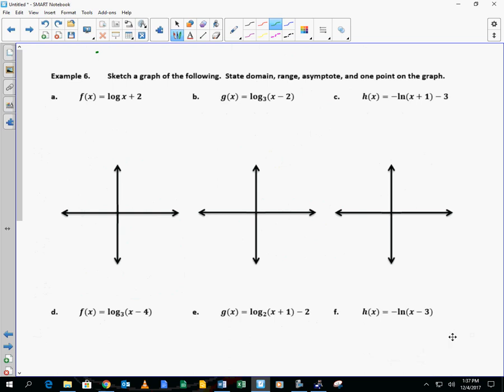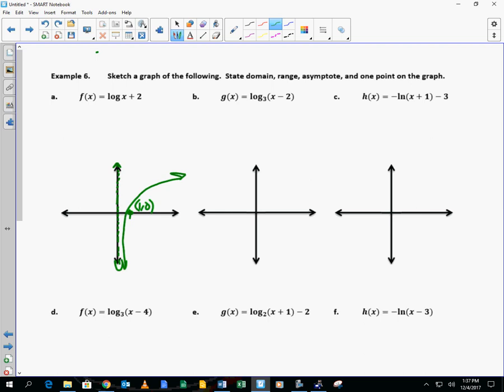Okay, now we want to look at the graphs. We want to identify the domain, range, the asymptotes, and one point on the graph. Let's consider the parent function. The parent function has a vertical asymptote. It passes through (1, 0). So, what's the transformation that's taking place here? Yep, the exponential would go on the other side.